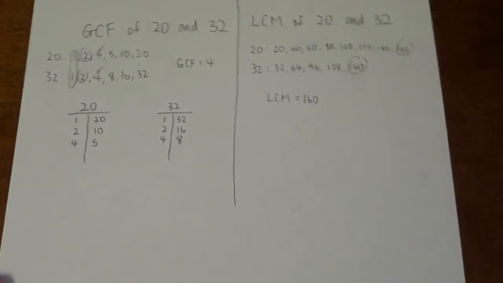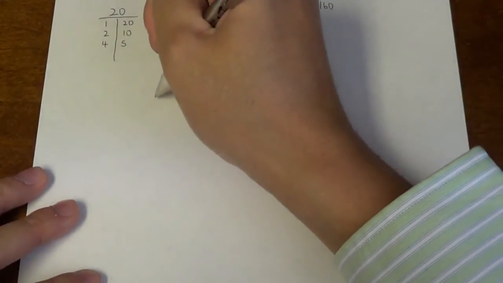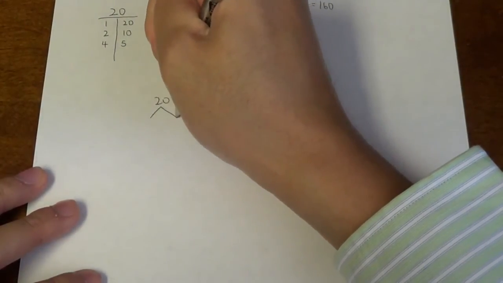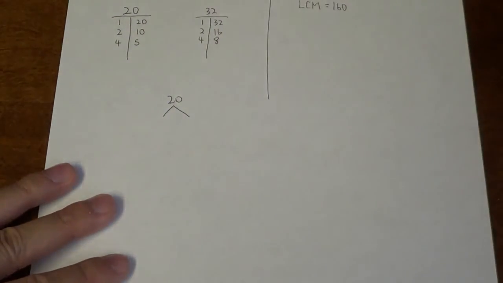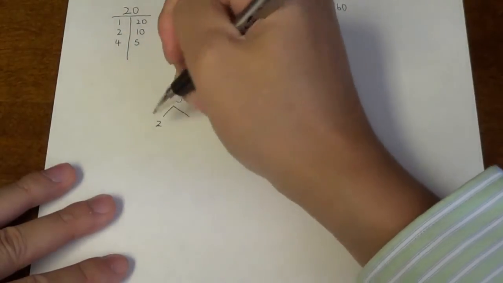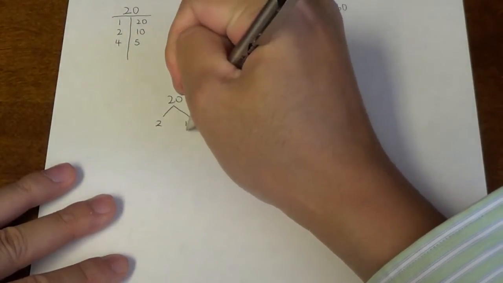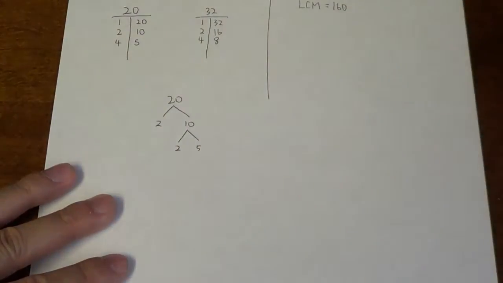Okay, so I'm going to go ahead and do the factor tree of 20 and 32. There's a number of ways you can do this. The simplest way is to see if 2 is a factor. If it's an even number, I know I can always divide it by 2, and pretty much everyone is comfortable dividing a number by 2.